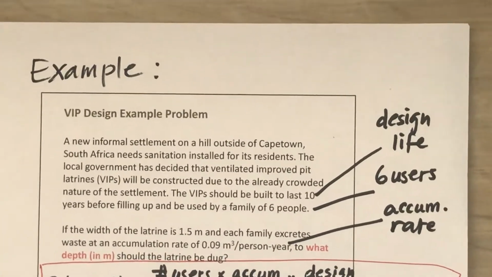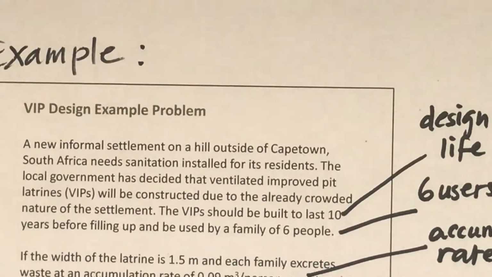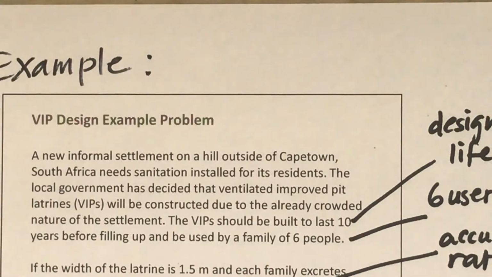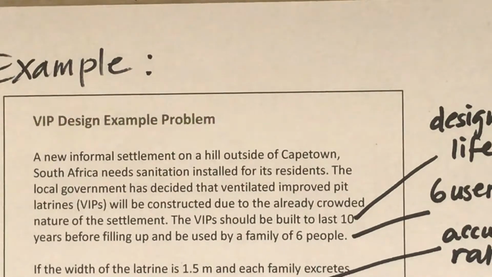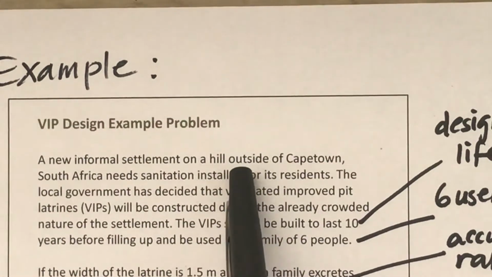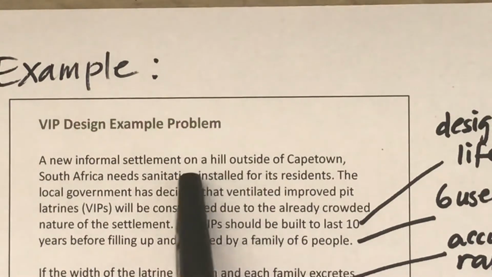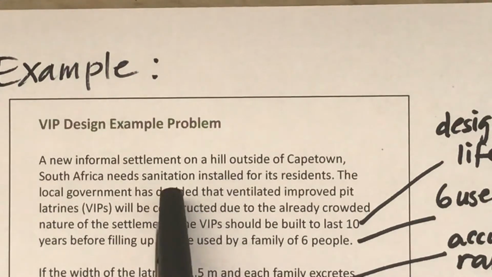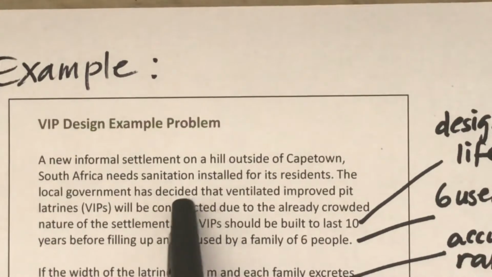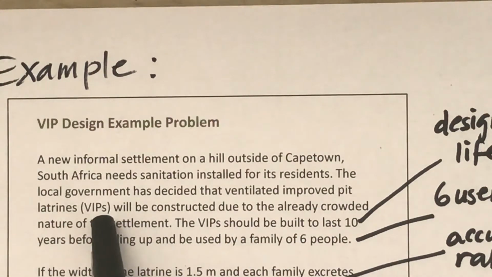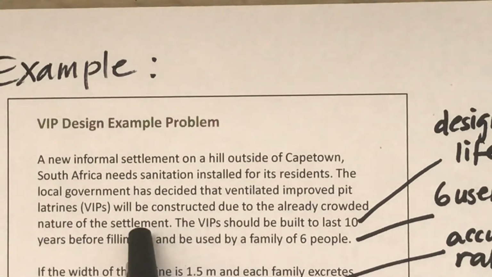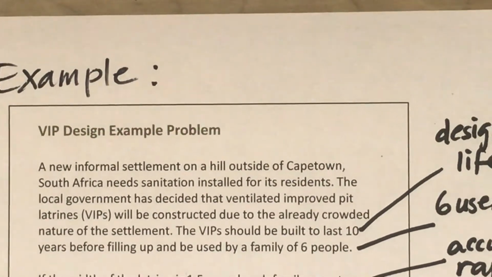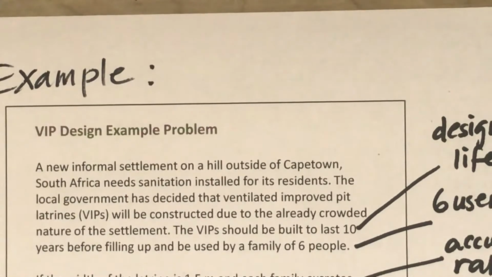Okay, well here we have an example problem on designing a ventilated improved pit, VIP, latrine for a community that's a kind of crowded area, an informal settlement just outside of Cape Town, South Africa. And the government in South Africa provides sanitation to its residents. So they've decided that a pit latrine is actually a good solution because of the crowded nature of the settlement, and they can't really put in any kind of sewer infrastructure. So latrines, household latrines, are what they're going with.